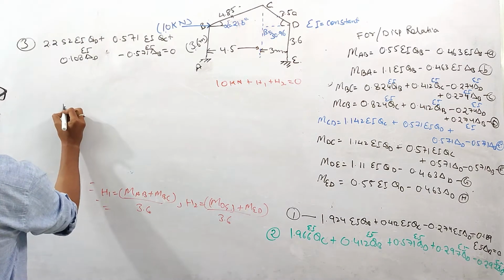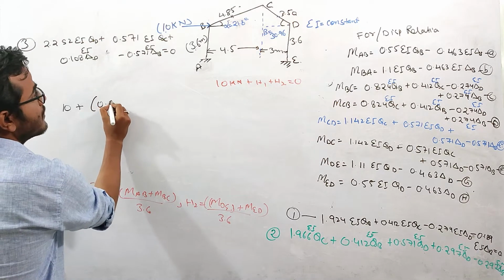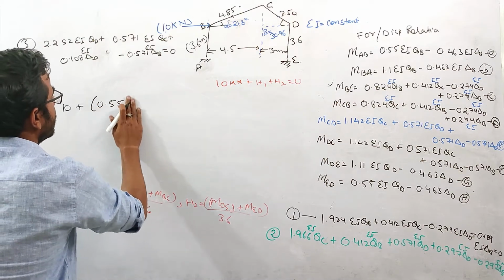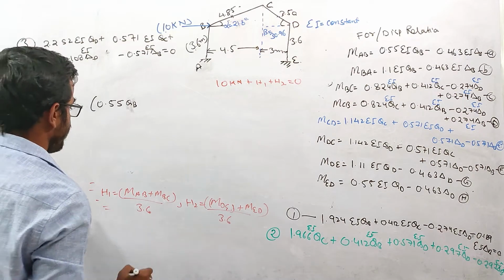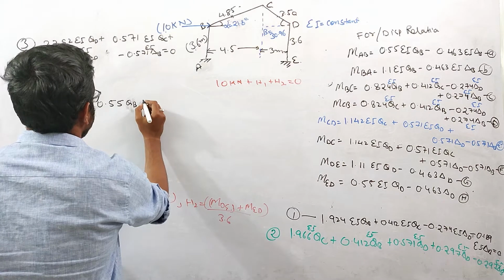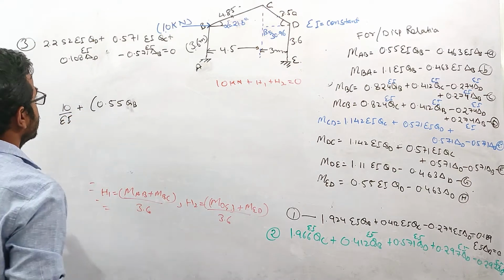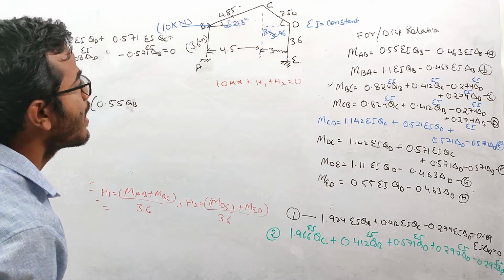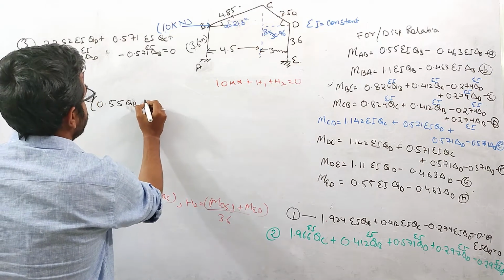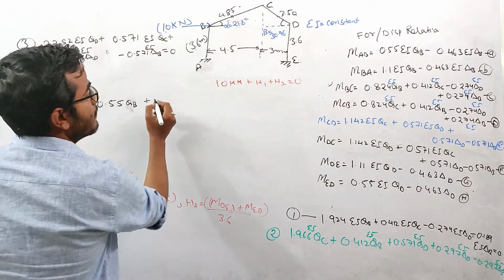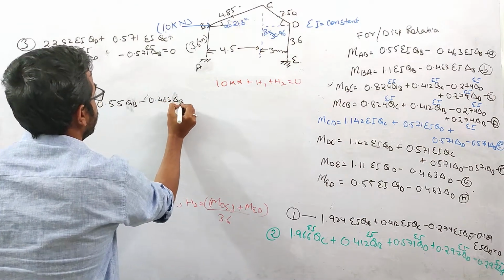So this is 10 plus H1, which is MAB plus MBC divided by 3.6. What is the value of MAB? MAB is 0.55 EI theta B. I am not writing EI. So if I'm not writing EI, this is 10 over EI, right? So this is 0.55 theta B, sorry, minus 0.463 delta B.